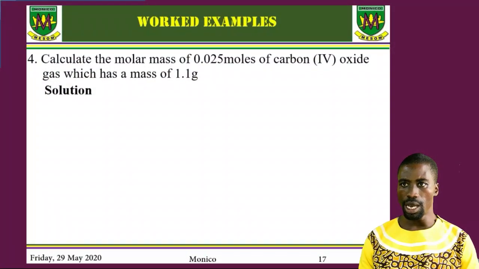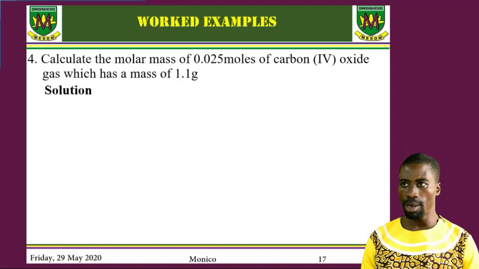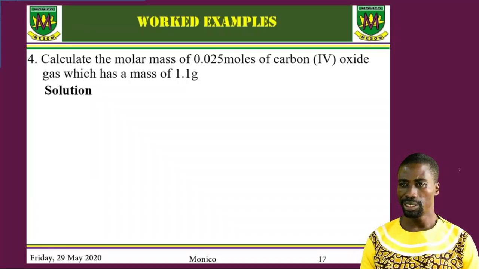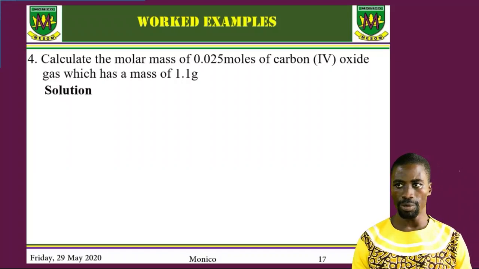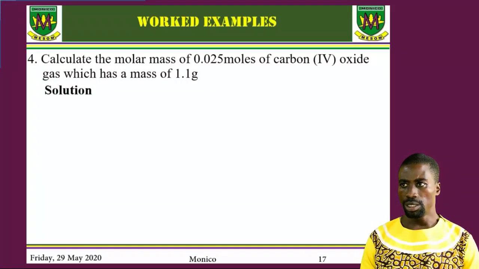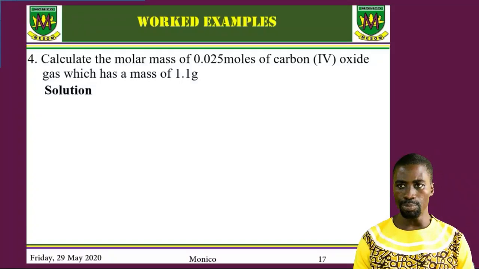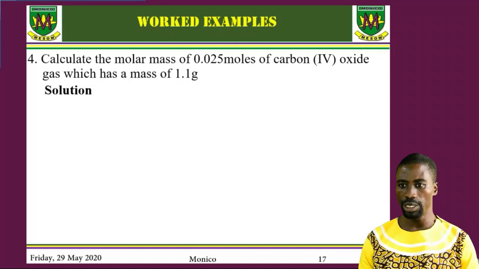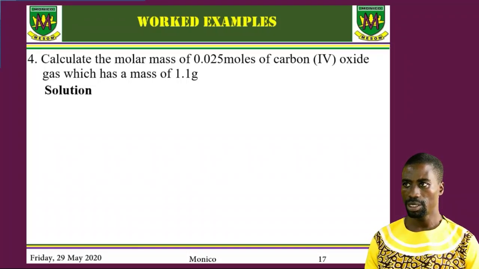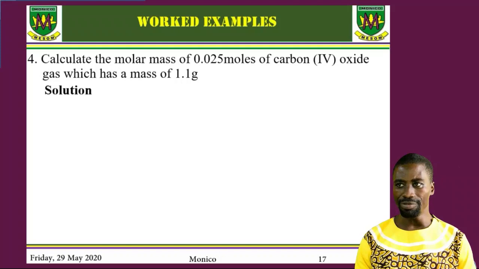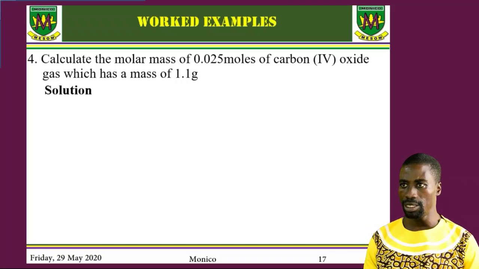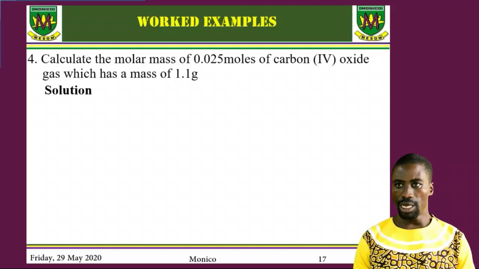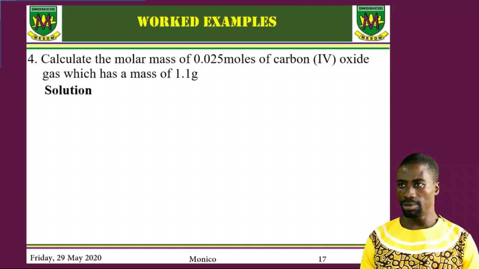Now, here we are looking at the molar mass of 0.025 moles of carbon oxide gas, which has a mass of 1.1 grams. Now this particular example is a bit different from what we have done so far on molar mass, in the sense that we were not given the relative atomic mass, but something different has been introduced: the moles and then the mass.